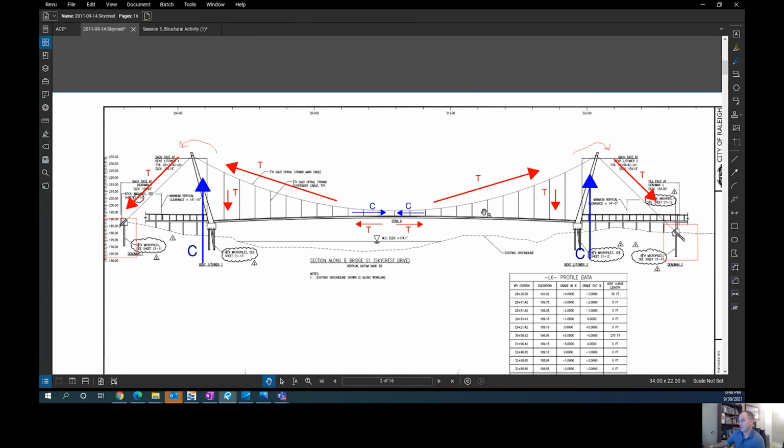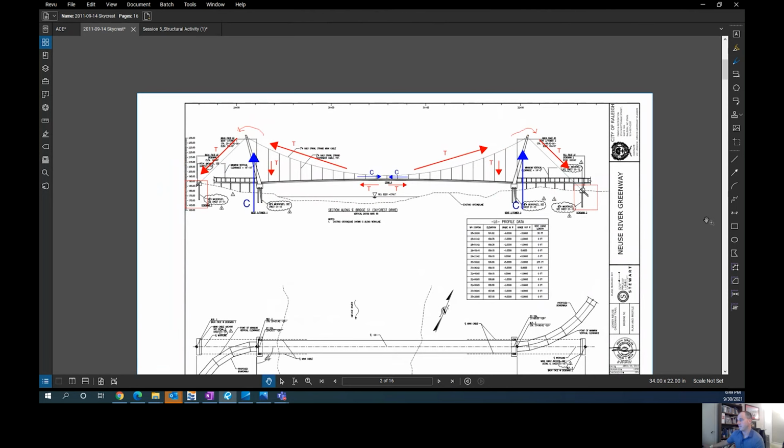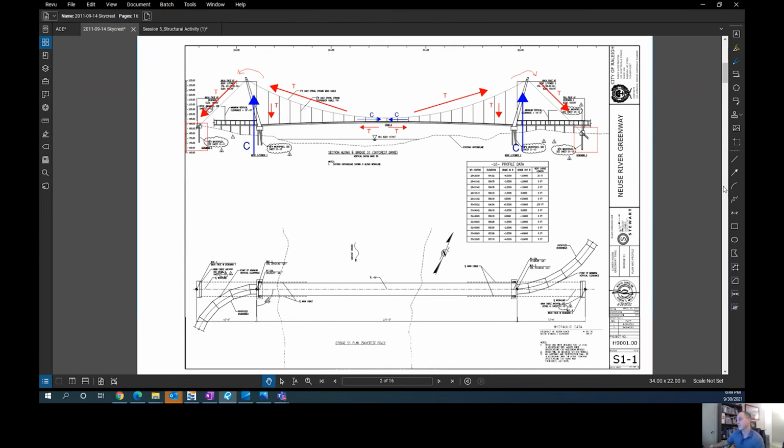Laying out tension elements, your primary tension elements, your secondary tension elements, and your equivalent compression elements in the bridge. As part of your activity, you need to do this for your bridge that you choose over the railroad track span, and you need to develop a typical cross section for that bridge.